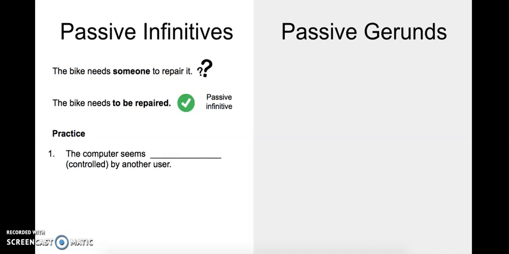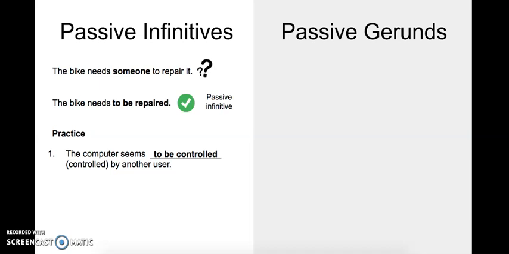So let's look at this sentence. The computer seems something by another user. So controlled is the verb, but we need the infinitive form in a passive sentence. What do you think? The computer seems to be controlled. To be controlled is the infinitive form of the verb controlled.